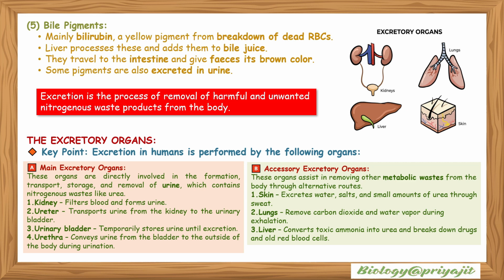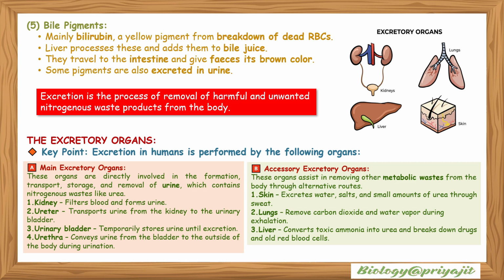Now you should know the excretory organs. The key point: excretion in humans is performed by the following organs. The main excretory organs are directly involved in the formation, transport, storage and removal of urine, which contains nitrogenous wastes like urea. So our excretory system includes the kidneys. There are two ureters, one urinary bladder and one urethra.